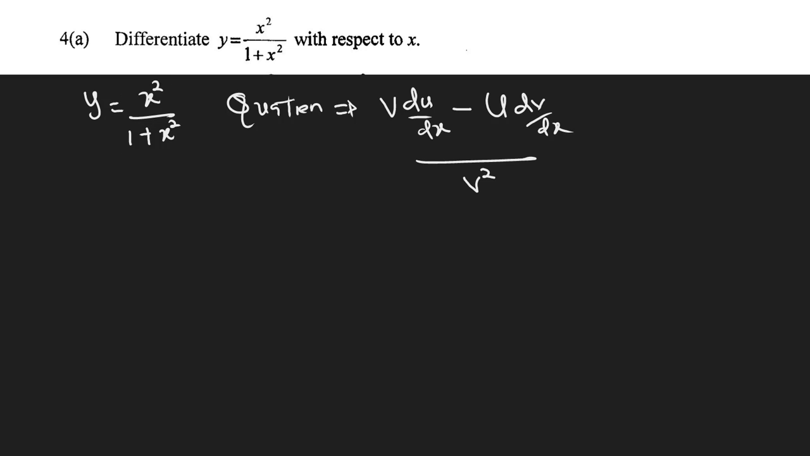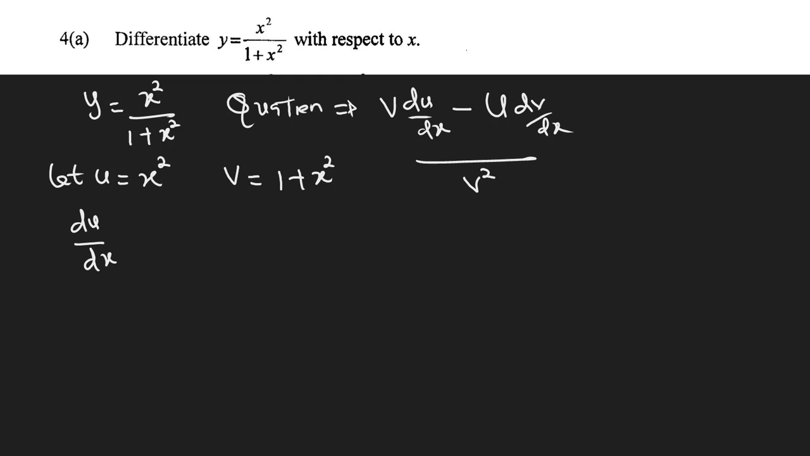So we're going to say let u is equal to x squared and v equals 1 plus x squared. So the u will be the numerator and v will be the denominator. Now we are going to differentiate this u with respect to x.